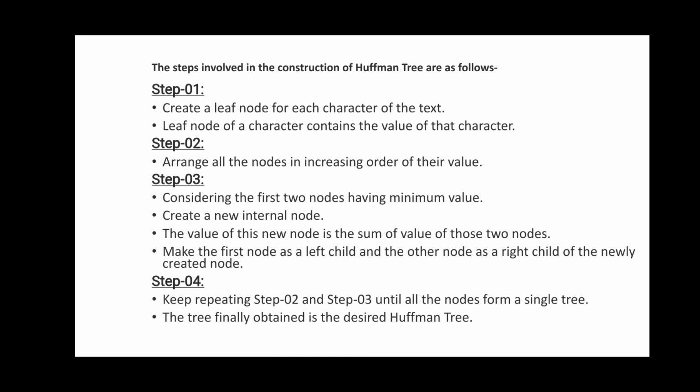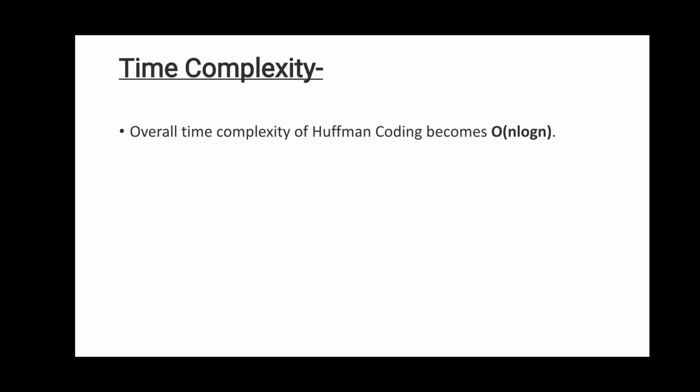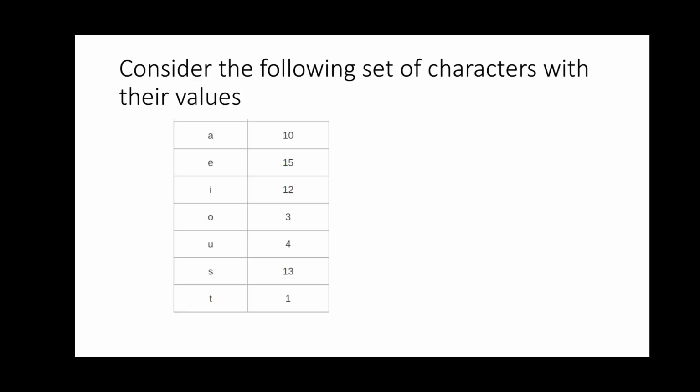Now we will see the time complexity of the Huffman code algorithm. The time complexity of the Huffman code is the same for all cases, that is, for the best case, worst case and average case. The value of the time complexity, that is T of n, is big O of n log n.